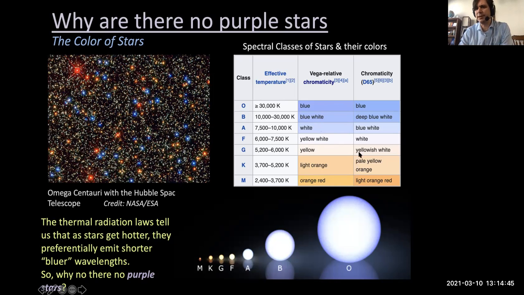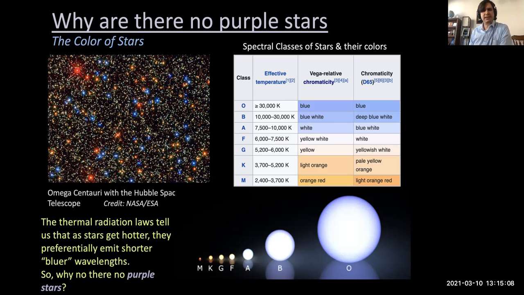But these are the colors that we can see. We can see blue stars, blue white stars, yellow white stars, yellow stars, light orange, and orangish red stars. These are all the stars we see, which is really kind of interesting. Because why don't we see things like pink stars? Why don't we see purple stars?